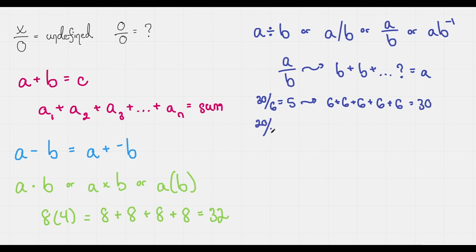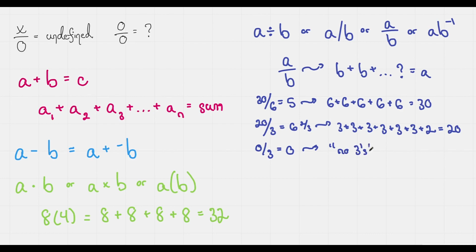20 divided by 3 equals 6 2/3 means that I must add 3 together 6 2/3 times to equal 20, or 3 plus 3 plus 3 plus 3 plus 3 plus 3 and 2/3 of 3, or 2, equals 20. 0 divided by 3 equals 0 means that I must add 3 together 0 times to equal 0, or no 3's equals 0.